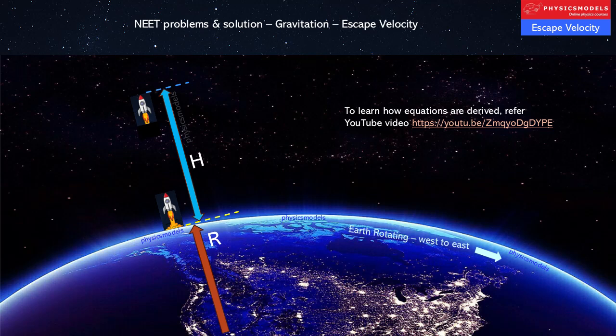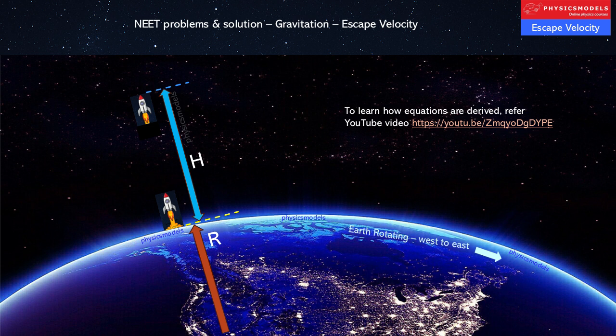In this video, let's solve NEET problems. Let me give you a context that the Earth here is rotating from the left side of the screen to the right side of the screen. That's from west to east. The radius of the Earth is r from the center of the Earth to the surface.